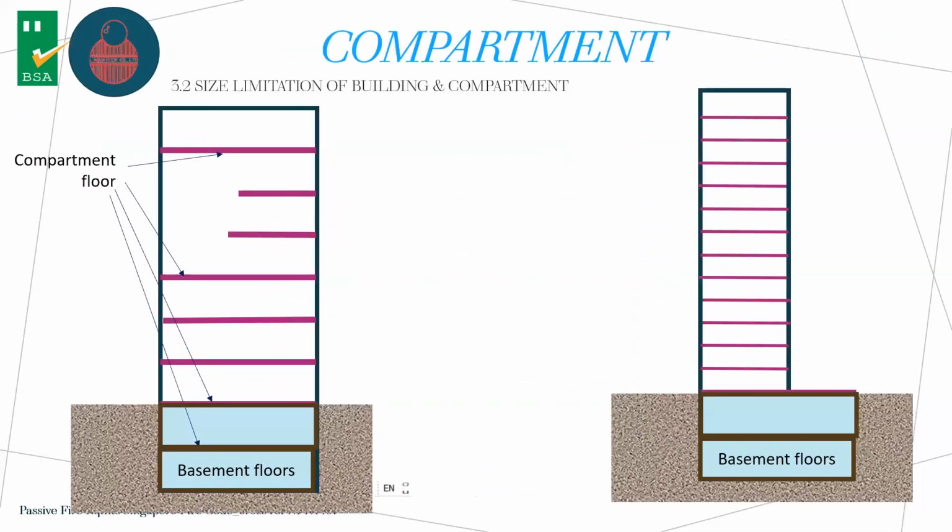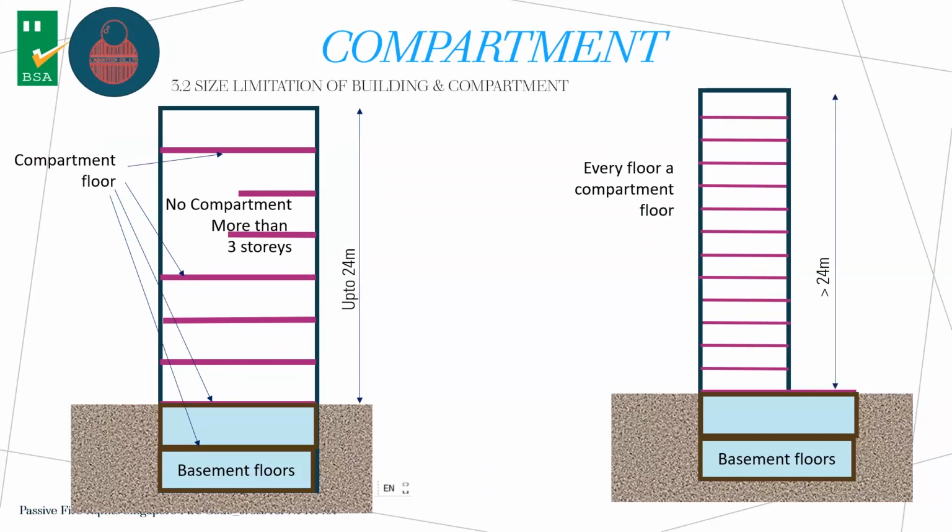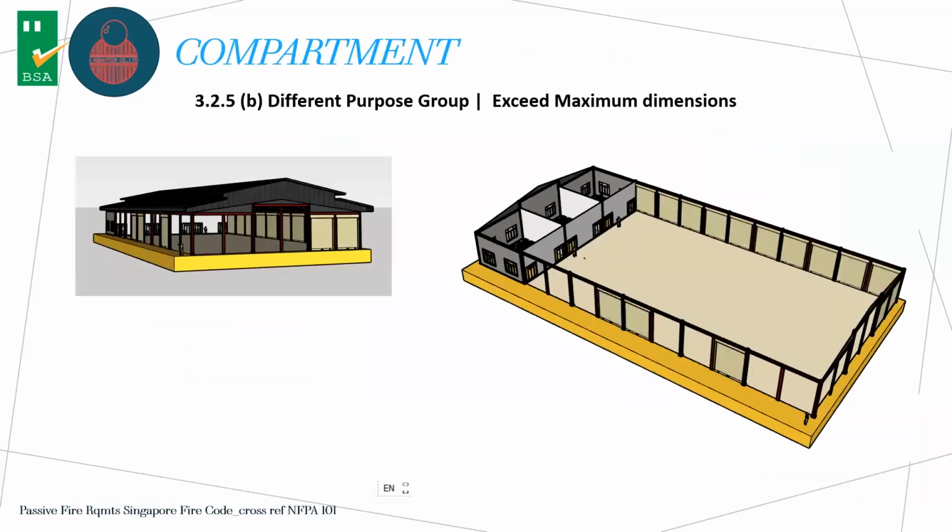The fire code also limits that if your building is up to a maximum of 24 meters high, you are allowed to consider a space one compartment, but not more than 3 stories. But if your building is more than 24 meters high, every floor must be a compartment floor. For the basement, every floor is a compartment floor. So you also compartment because of different risks, different usage.